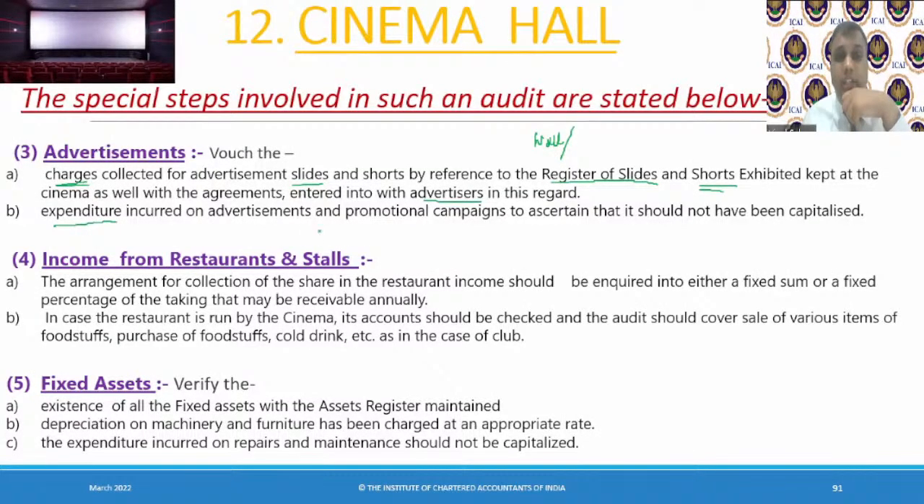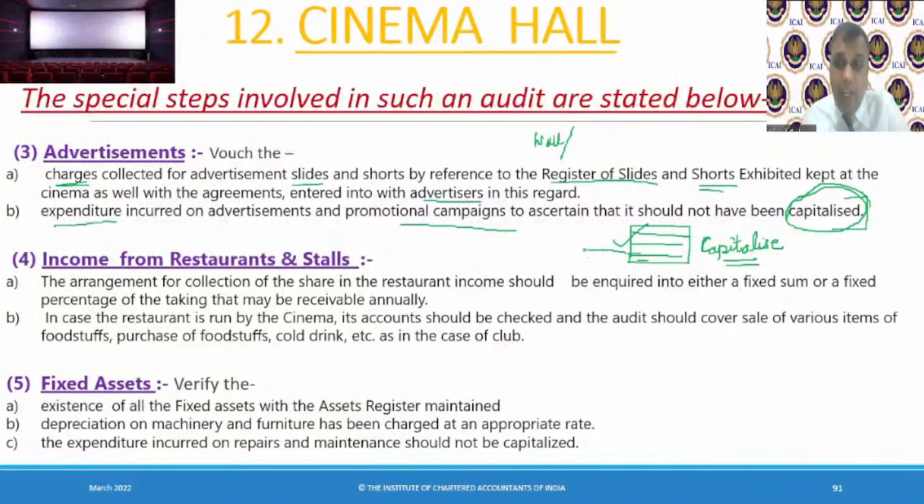Compare it against the expenditure incurred on advertisements and promotional campaigns, to check whether they relate to one year only or to two or more years. So they have to be capitalized accordingly. The hall might be cleared or renovated, with minor renovation every year. So minor renovation charges would be revenue in nature. So I have to keep a check on how the cinema hall is treating the expenditure, whether the expenditure to be capitalized is being capitalized properly, and expenditure of a revenue nature is being charged in the profit and loss account annually.